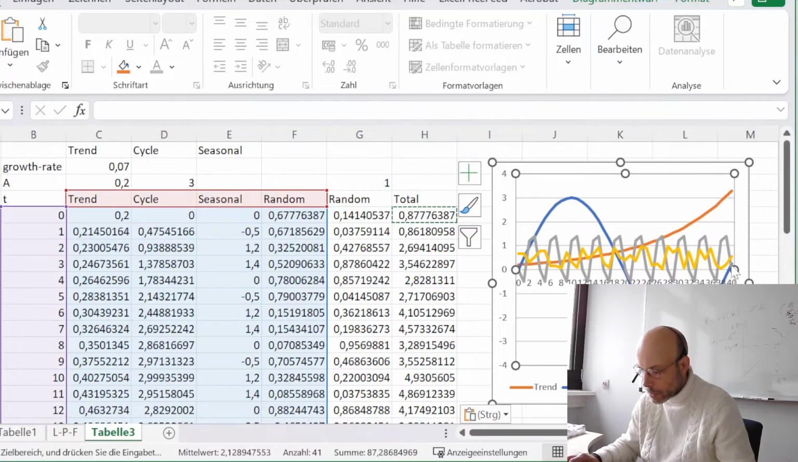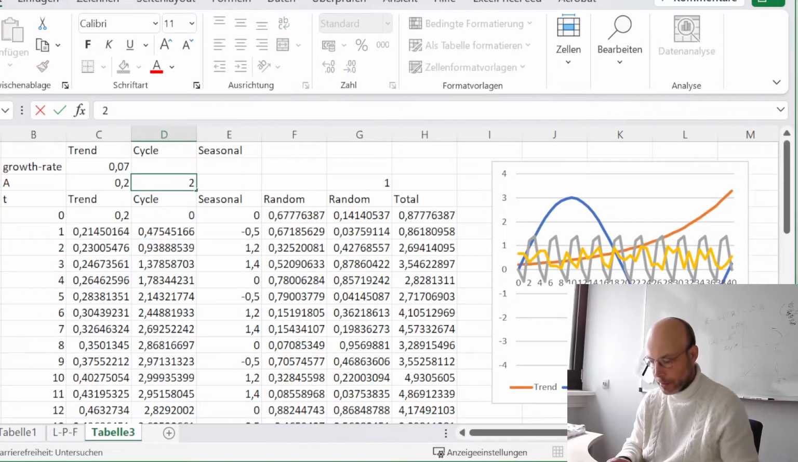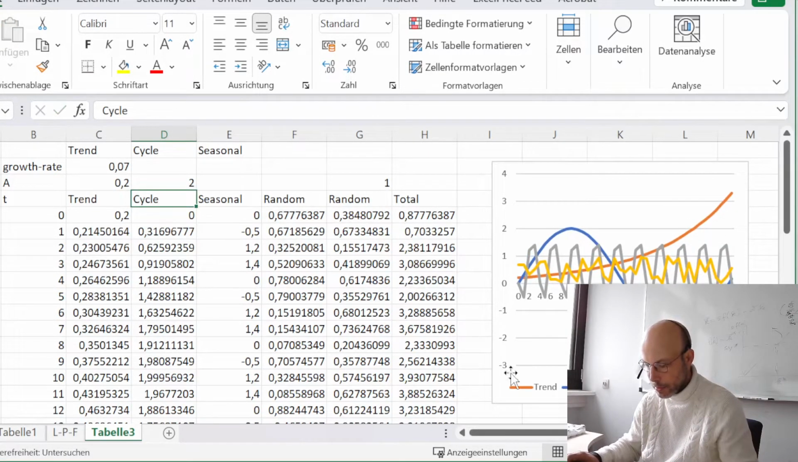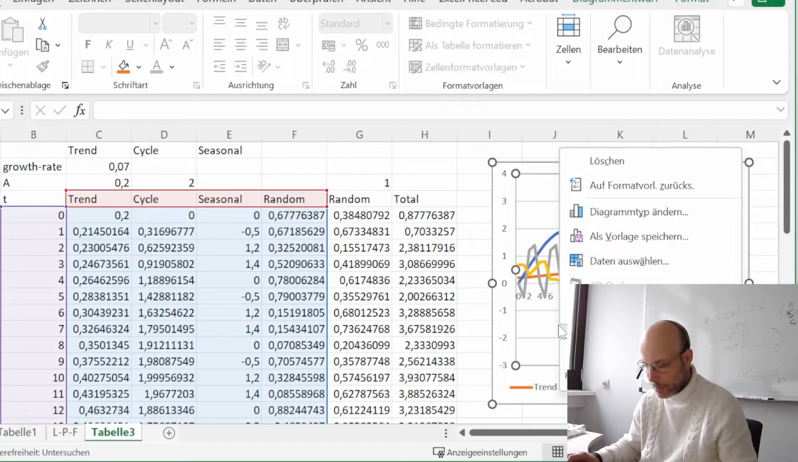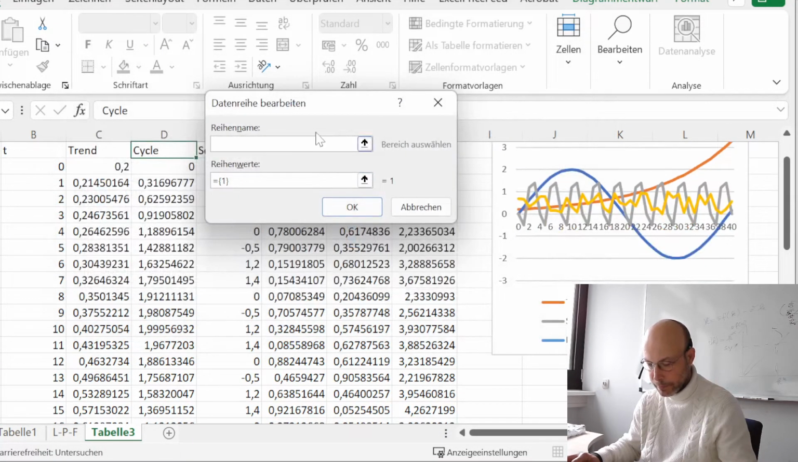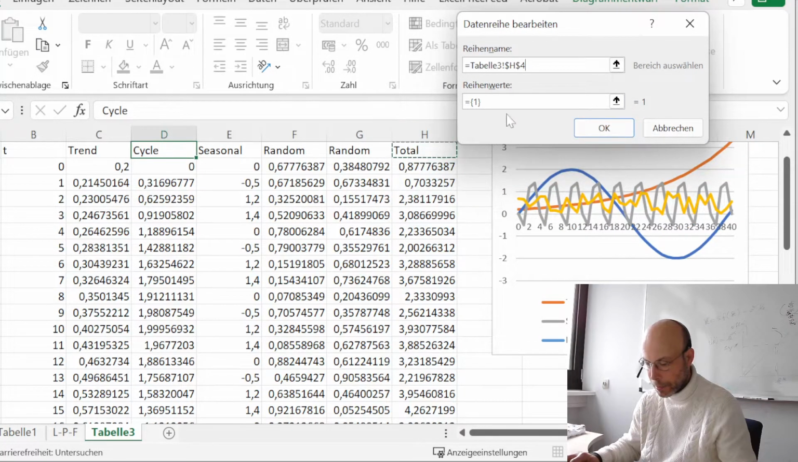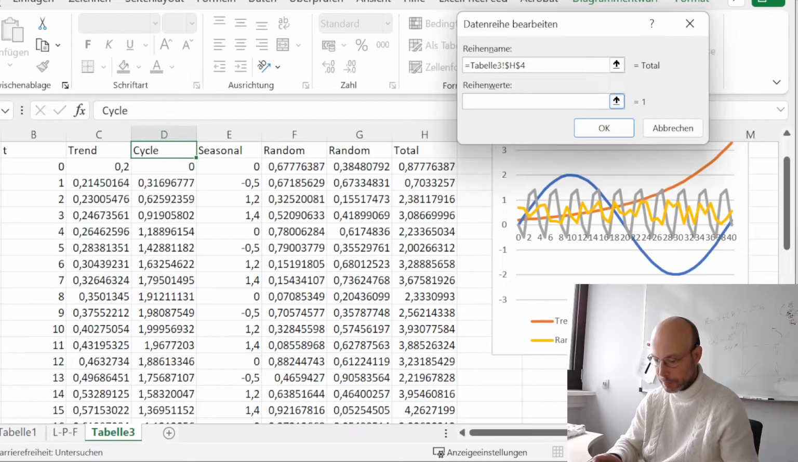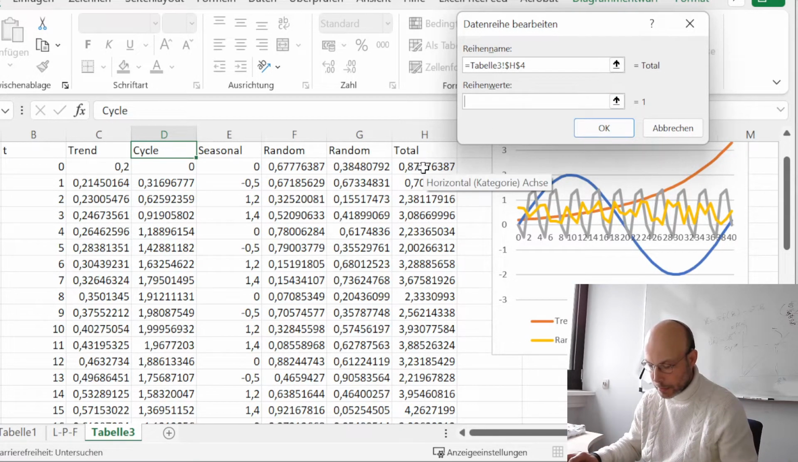Let's say our cyclical data is now quite large in its maxima and minima. Therefore, let's dampen the cyclical data a little bit. And now we put in our total data series, and this one here.